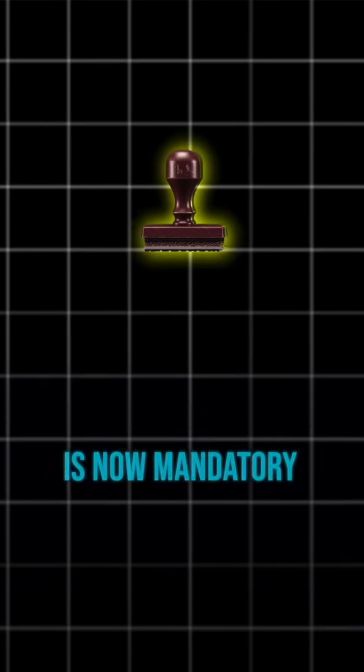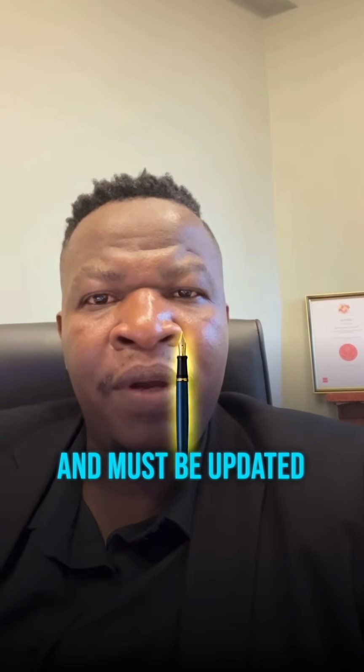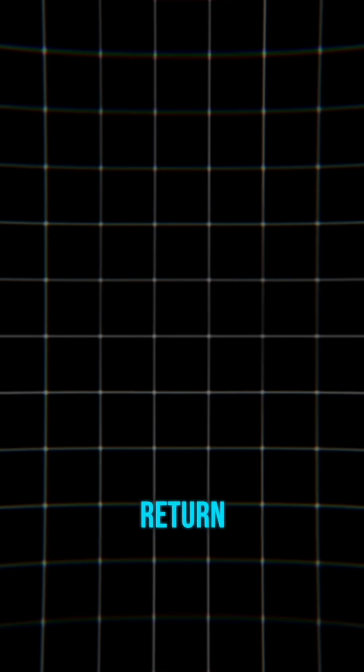4. Filing beneficial ownership information. In accordance with the latest CIPC regulations, you must also disclose the company's beneficial ownership information. This refers to the natural persons who ultimately own or control the company, whether directly or indirectly. This information is now mandatory and must be updated whenever there is a change in beneficial ownership, as well as during the annual return submission.